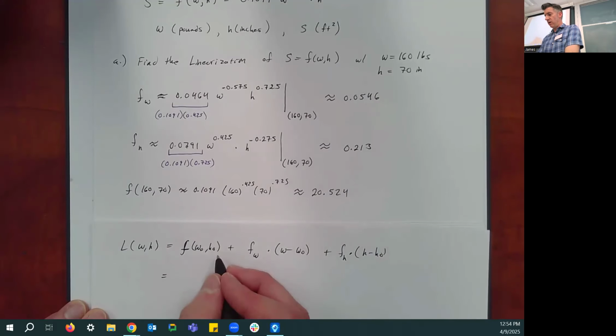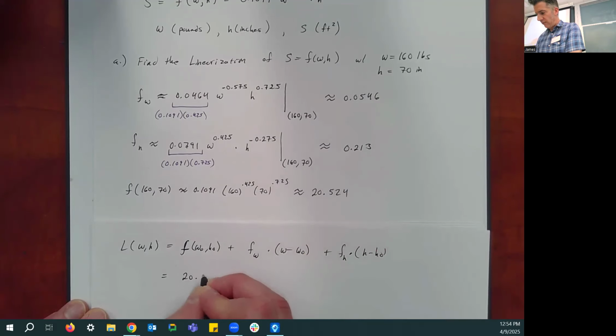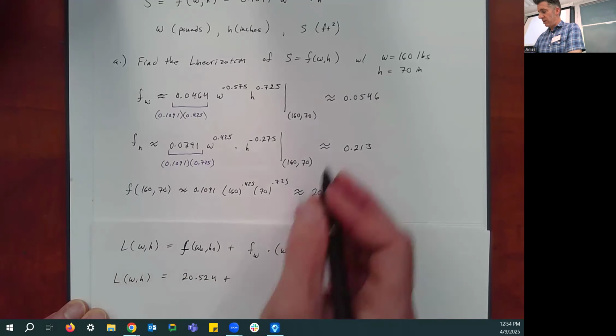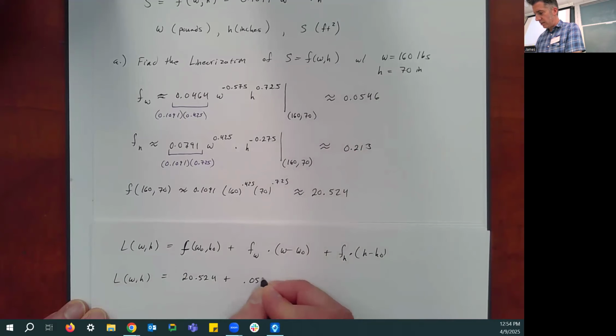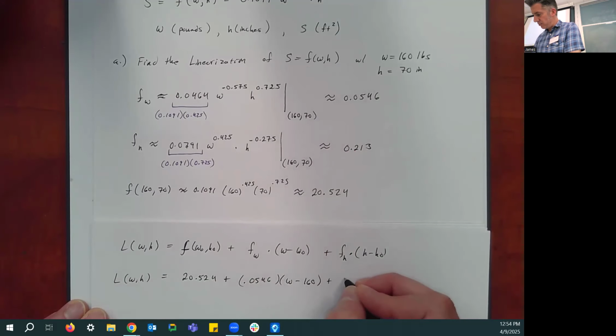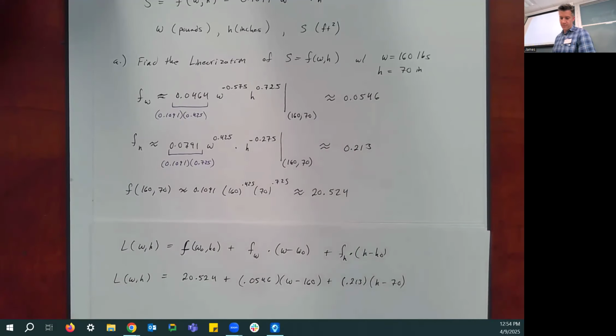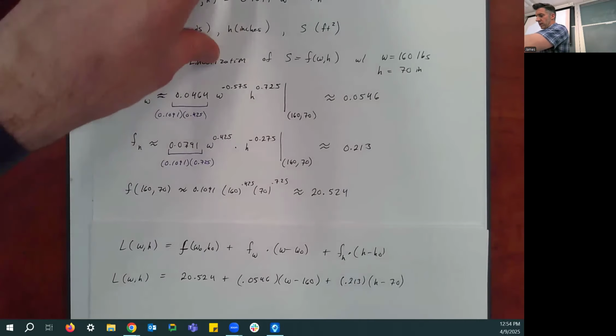So our F of W naught, H naught is 20.524 plus our F_W, which was about 0.0546, times W minus the initial weight, which is 160, plus our F_H, which is 0.213, times our H minus our H naught, which was 70 inches. Gross. Sometimes the numbers are gross, especially in this class, the numbers are often not very nice. So here's what we're going to do with this.